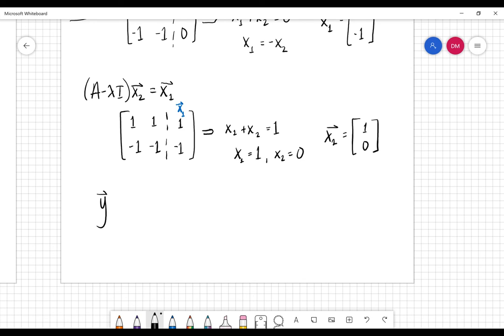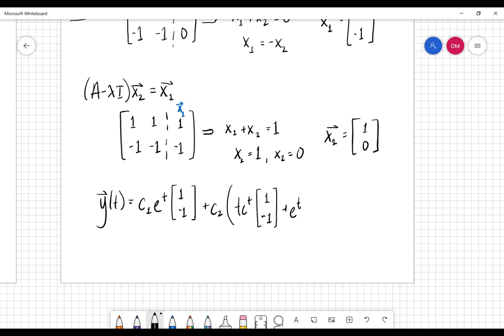We're going to use the form for the general solution here, meaning we're going to say that y of t is equal to c sub 1 e to the lambda t. Lambda was that repeated eigenvalue of 1, so it's just going to be e to the t times what we got for our first eigenvector, plus c sub 2 times this whole quantity here: t e to the lambda t times 1, -1, our x sub 1 eigenvector, and then plus e to the lambda t times our second eigenvector.